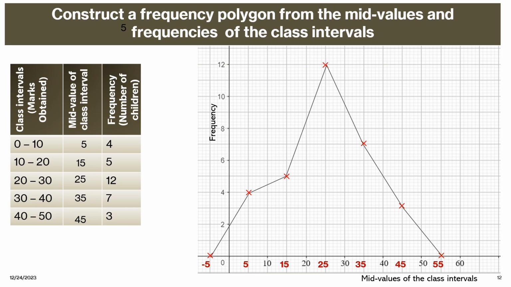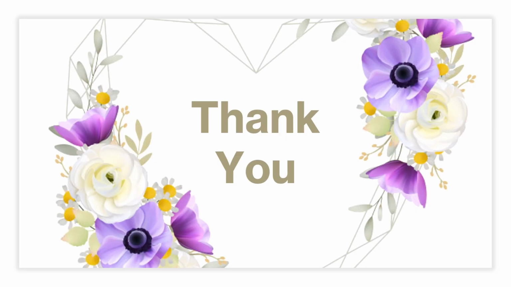Okay, we have come to the end of the session. Hope you understand all about the frequency polygon, how to construct a frequency polygon using a histogram and also using the mid values and the frequencies of the class intervals, and also that the area under these straight line segments, that means the area of the frequency polygon, is equal to the total frequencies of the distribution, like the histogram.